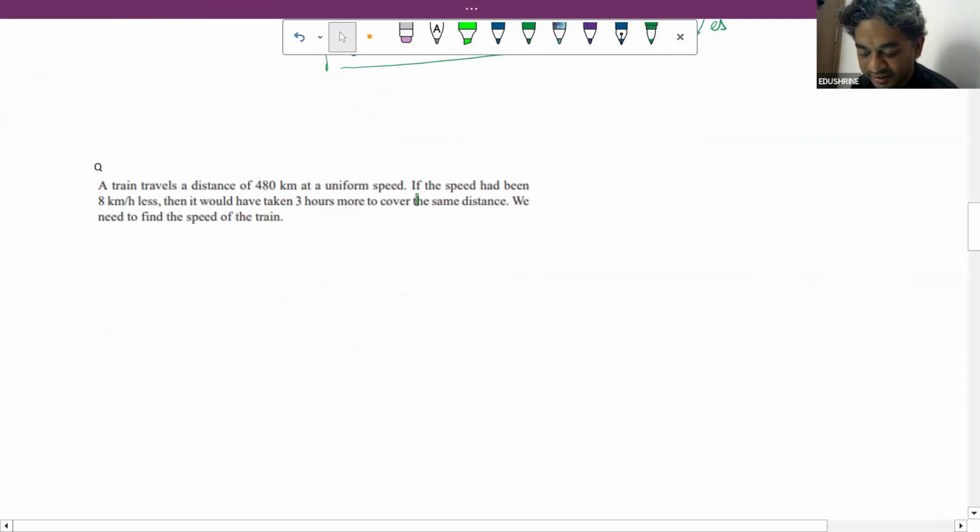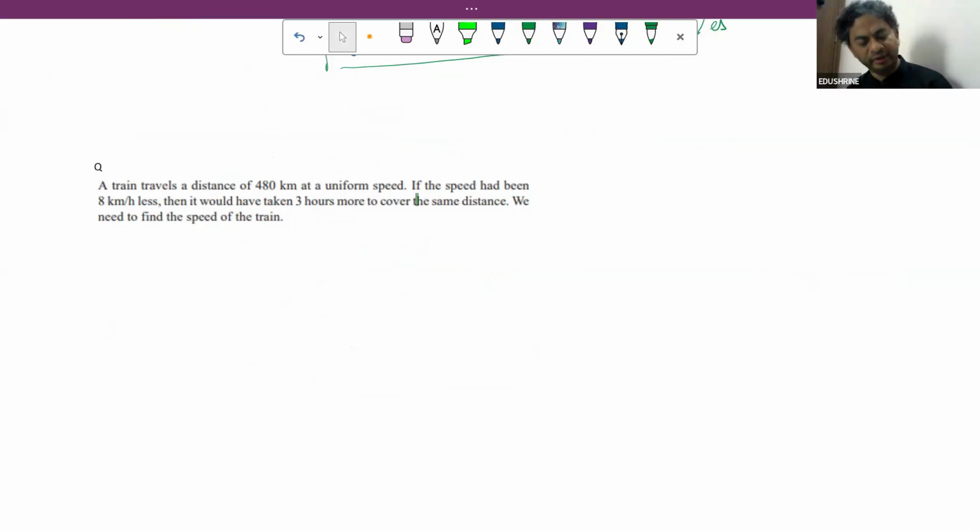A train travels a distance of 480 km at a uniform speed. Again, right now I need only to find out if this is a quadratic equation or not. That's all. A train travels a distance of 480 km at a uniform speed. If the speed had been 8 km per hour less, meaning whatever my current speed is, if I reduce the speed by 8 km per hour, then it would have taken 3 hours more.